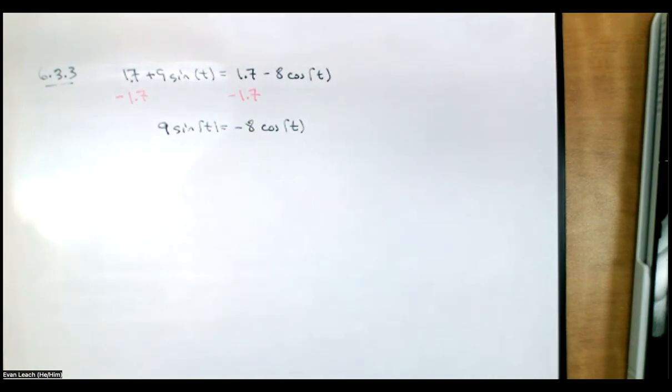The reason that this is better is now I can make one trig function by dividing by cosine of t. If I divide by cosine of t, that means I'm going to get tangent of t, and I don't have to use any square roots.